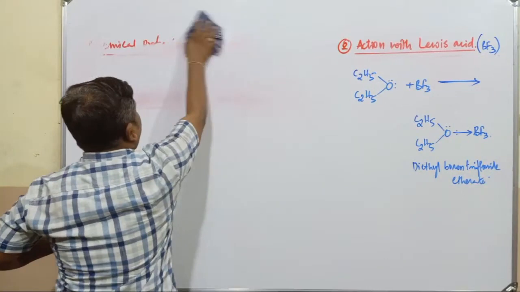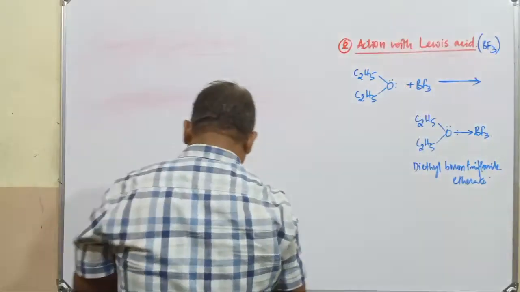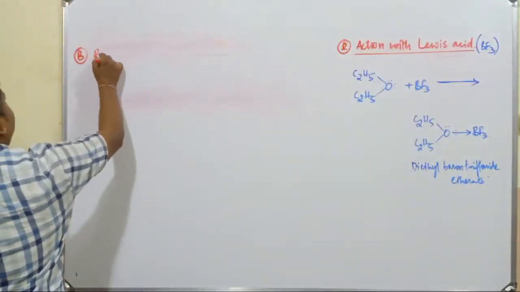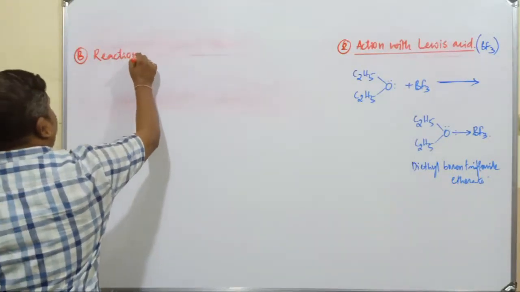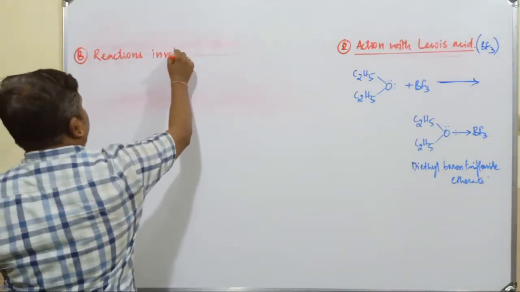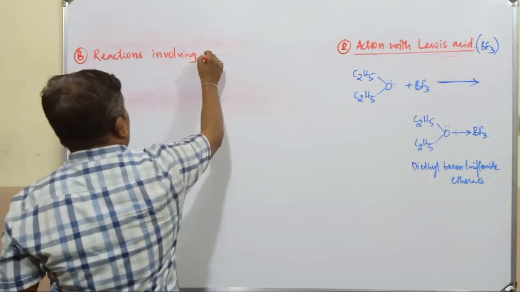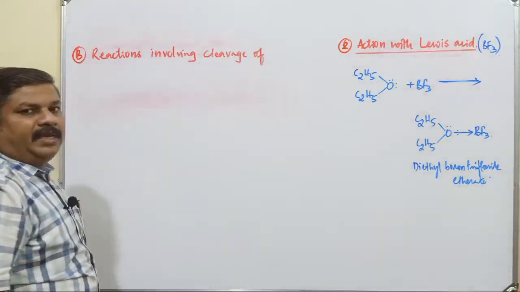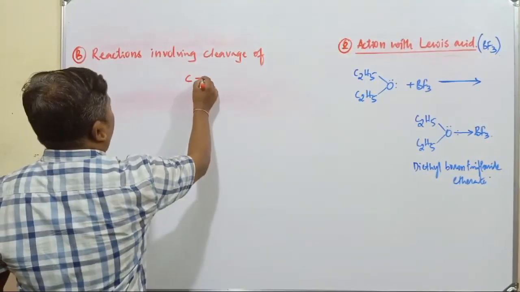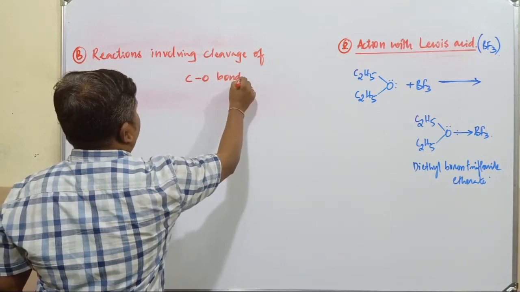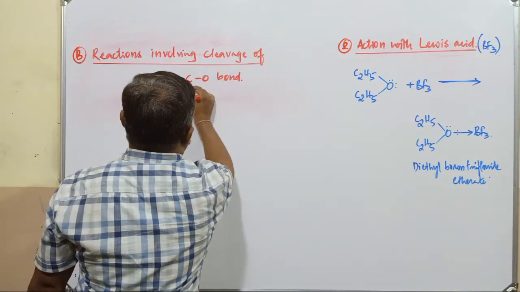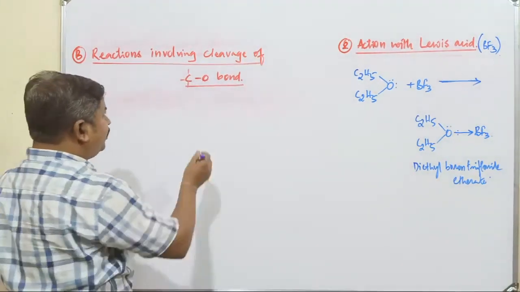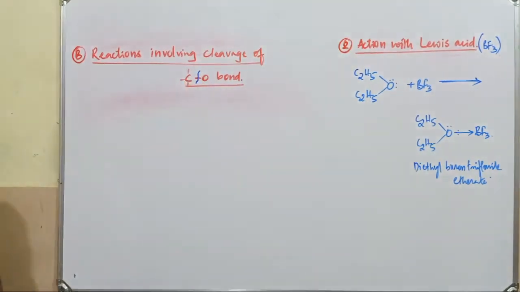Next, the second set of reactions, that is B, as I mentioned: reactions involving cleavage of the carbon oxygen bond. This bond gets cleaved in the case of ethers.